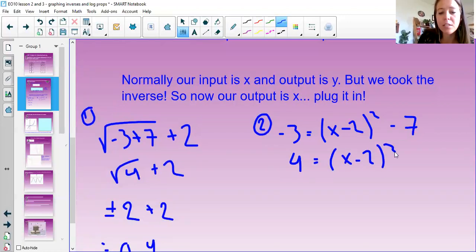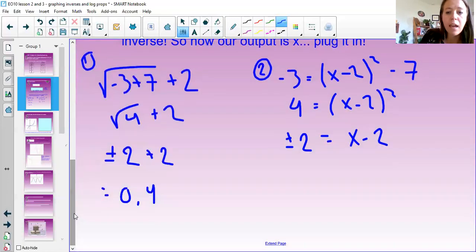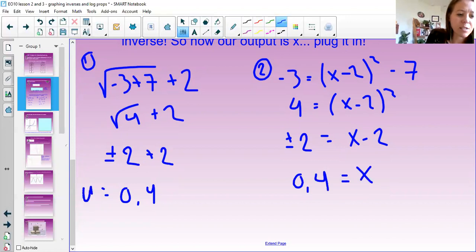Take the square root, same idea, we're going to have plus or minus 2 is going to equal x - 2. Add 2 to both sides. If it's a negative 2, plus 2 would be 0. If it's a positive 2, I would get 4. Okay, and I forgot to write that this was our y, right? So yes, we have two different variables, but because it's the inverse, it's actually going to be the exact same thing.